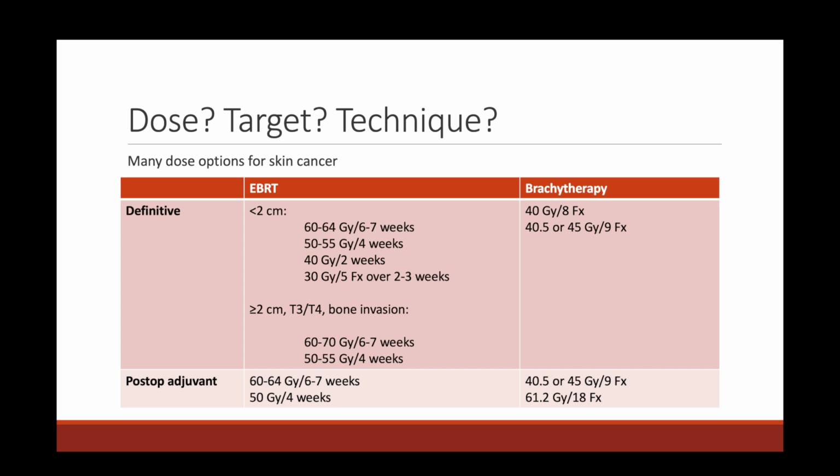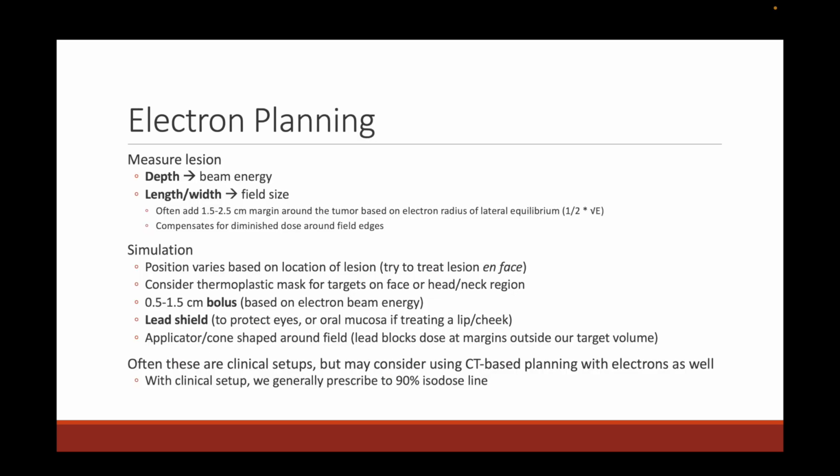Let's go through the details of the technique. When we're thinking about treating with electrons, and we see the patient in consultation, it's important for us to measure the lesion. The depth of the lesion is going to help us determine what beam energy we want to use. And remember, we typically prescribe to the 90% isodose line. The formula for the 90% isodose line is energy divided by 3.2, roughly. Keeping that in mind helps us think about what beam energy we might want to use.